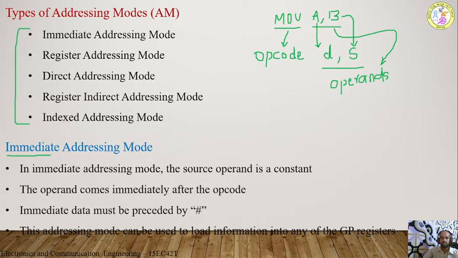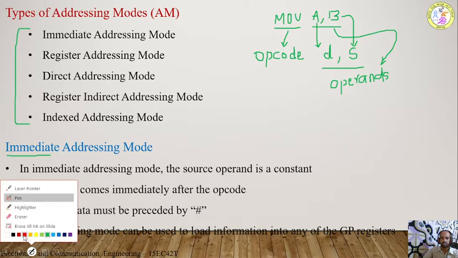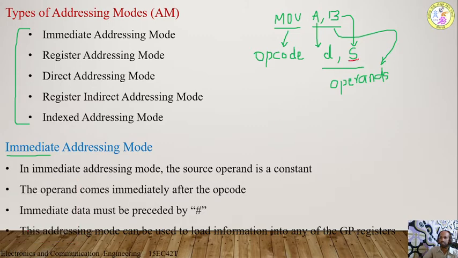So here in immediate addressing mode, the source operand is a constant. The operand comes immediately after the opcode. These two operands will come immediately after the opcode. This is how the instruction has to be written, the sequence we need to follow while writing the opcode as well as the operands.